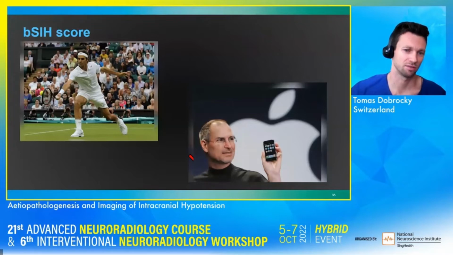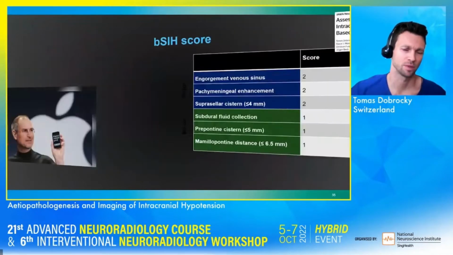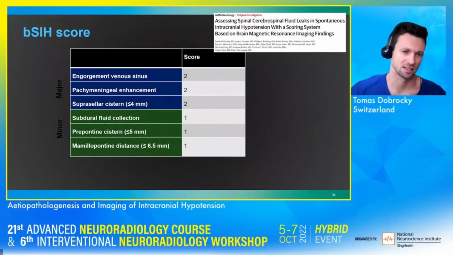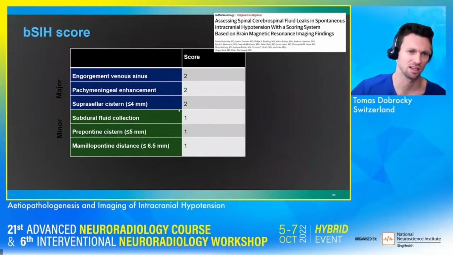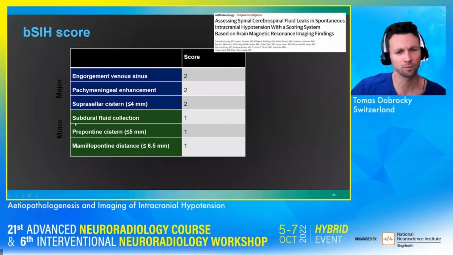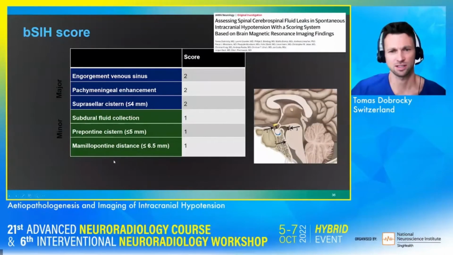And this was the objective of our paper, where we combine different signs. So we have combined 6 different signs that are to be seen in SIH patients. There are 3 major and 3 minor signs. Engorgement of venous sinuses, pachymeningeal enhancement, and the effacement of the suprasellar cistern each score 2 points. And there are 3 minor signs: the presence of subdural collections, the effacement of the prepontine cistern, and the decrease of the mammillopontine distance.